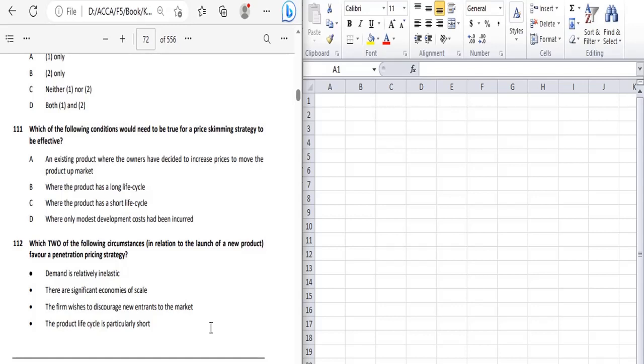So let's read out the option. An existing product where owners have decided to increase the price to move the product up market. So basically, skimming is about the new product, not about the existing product. So this is not true.